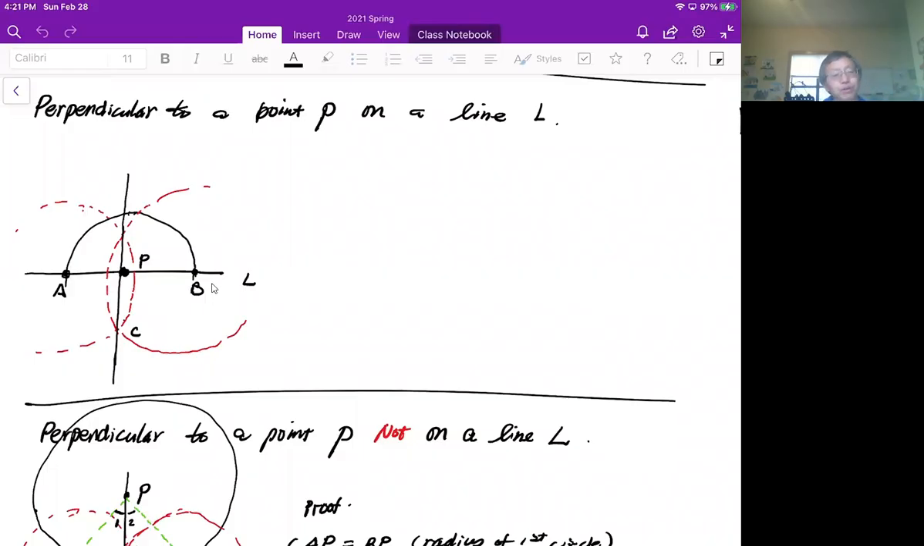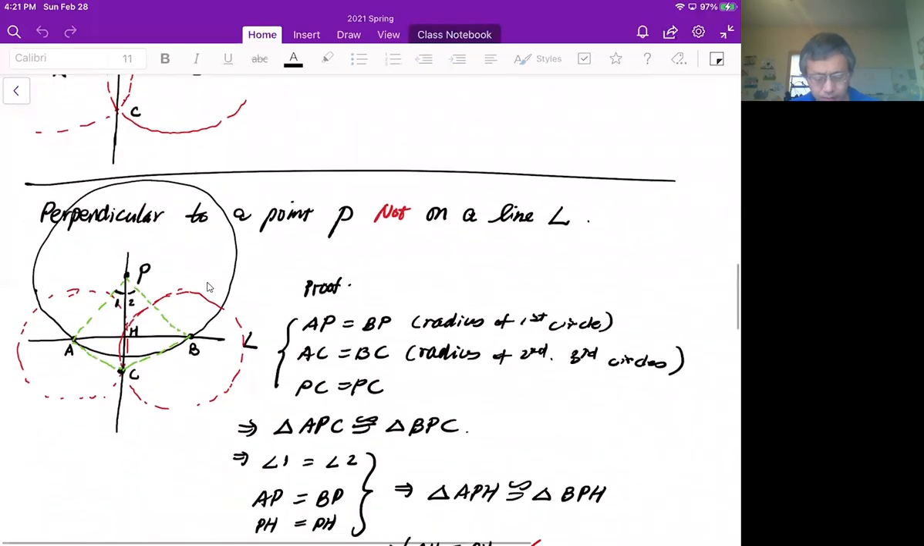So here you get the angle APB, and you want to draw the angle bisector, right? How can we do that? Just like the previous one. So the angle bisector of 180 degrees is just 90 degrees. All right. So next one.